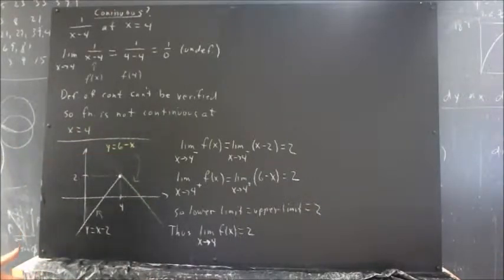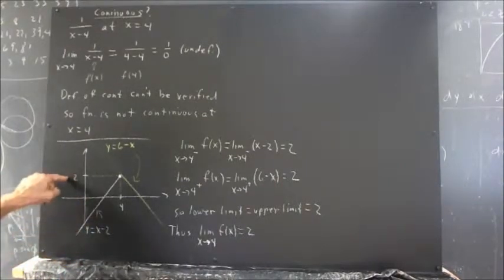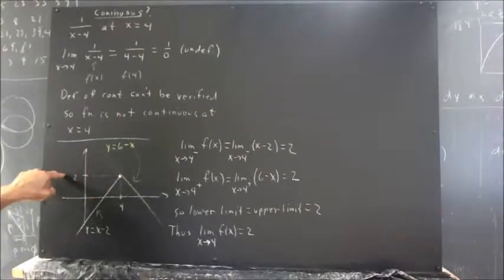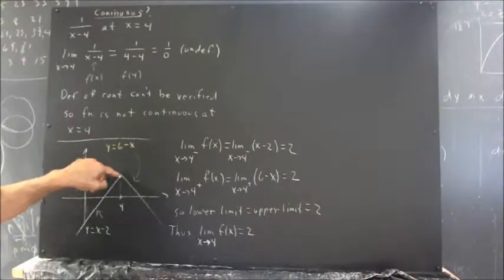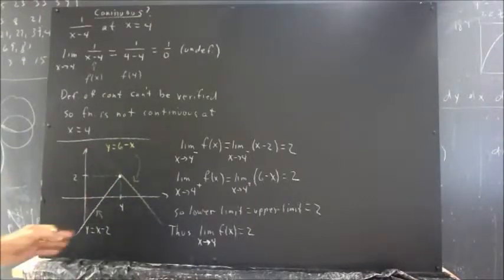Now we can verify that when x equals 4, x minus 2 is equal to 2. And when x is 4, 6 minus x is equal to 2. So these functions do meet at this point. Okay, well, how do we define the limit?